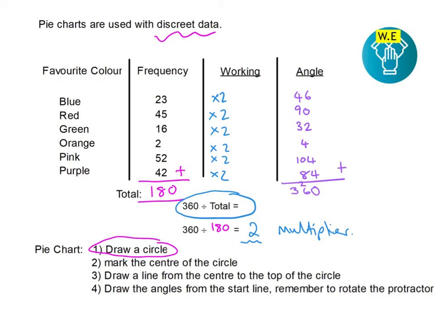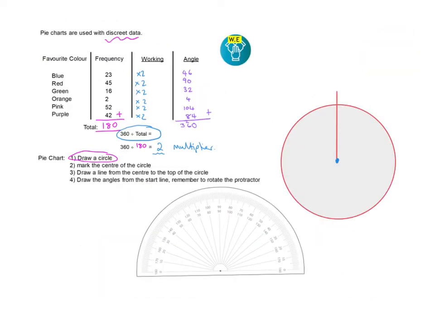Then we're going to mark the circle, and then draw a line from the centre to the top of the circle. And once we've got to that point, we're then going to start measuring with a protractor. So I'm going to set up a circle. So I have my protractor and I have my circle. I've drawn my line from the centre to the top of the circle. So we're going to put the protractor on.